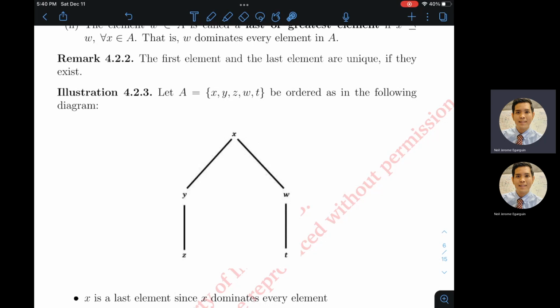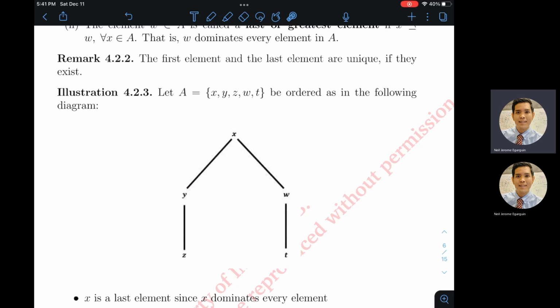Remember, the last element or the greatest element must dominate all other elements. So if you're looking for the last element, you better look at the top end of the lattice diagram. And if we do so, makita natin si X sitting on top of the diagram. All right? In this particular case, we can say that X dominates Y kasi nasa ilalim niya si Y connected with a line. And then X also dominates Z, all right? Because Y dominates Z, X dominates Y.